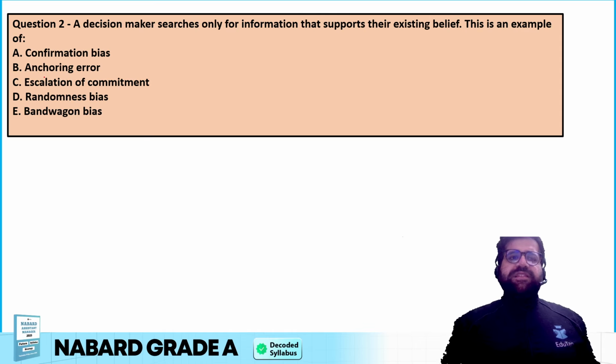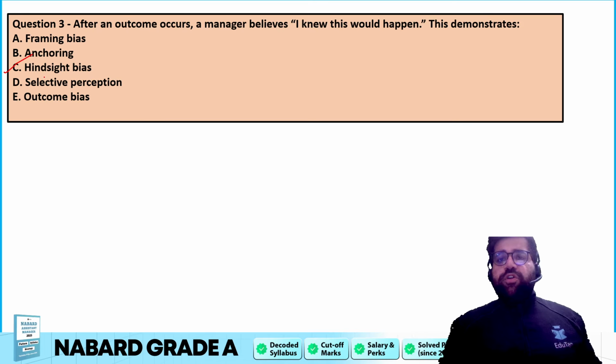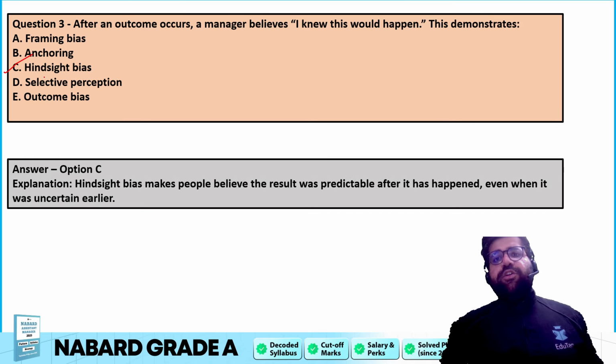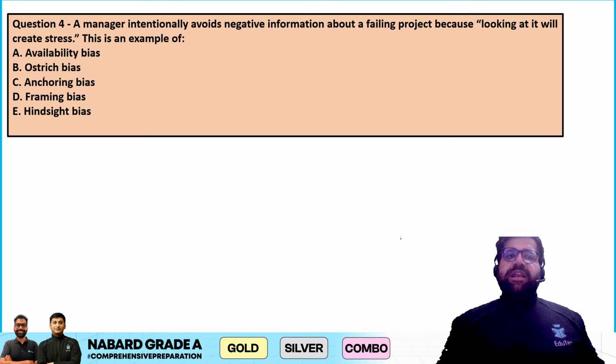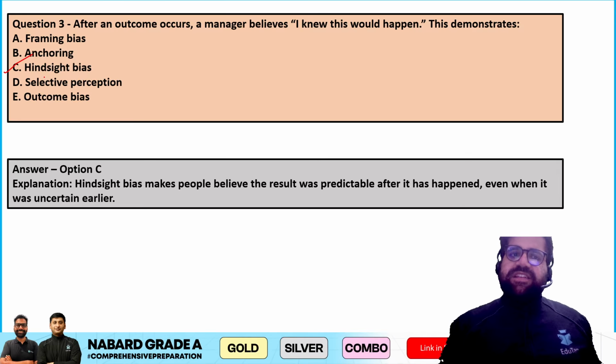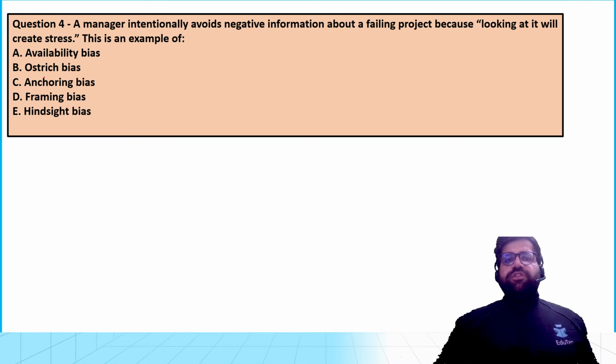But yes, topics related to, I would say, anchoring bias, confirmation bias, overconfidence bias are directly related to your syllabus, so do cover them. Correct answer for question number 3 will be hindsight bias, right? Next question, question number 4.